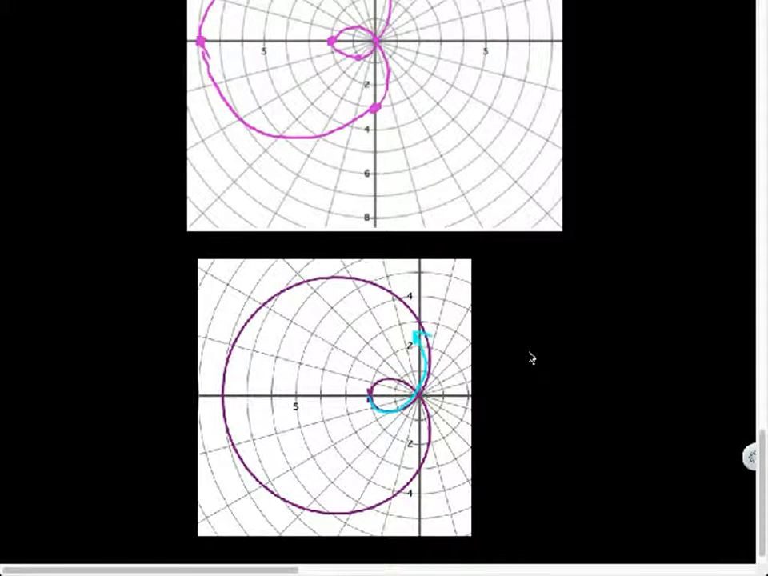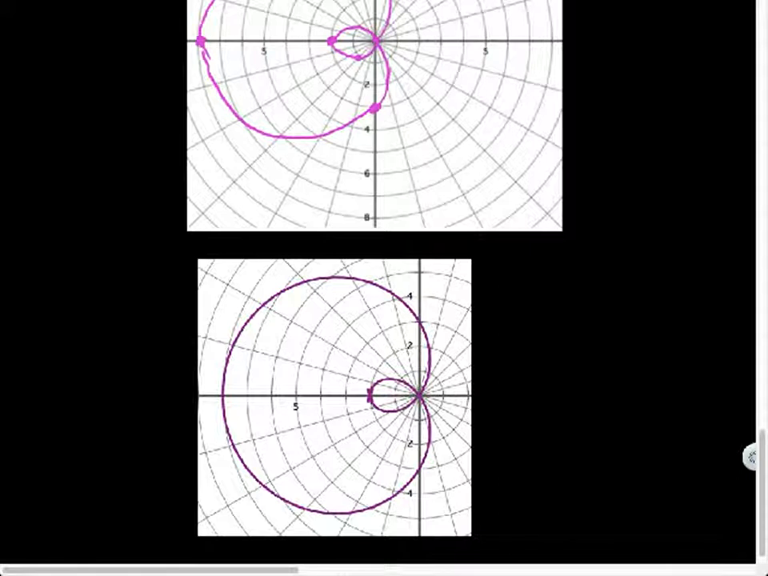And later on, I believe, we'll actually do parametric polar. So we'd actually follow the path of an object moving this way as time changes. Craziness, I know. So that's good stuff.